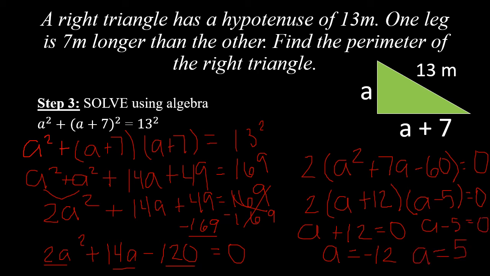Now, this is where you really need to stop and think about your answer, you guys, okay? We are going to have to interpret this answer in just a second. So let's move on to our next slide, and then we'll really talk about and interpret this answer, okay? The important thing to remember is that we solved and got a equals -12 and a equals 5.